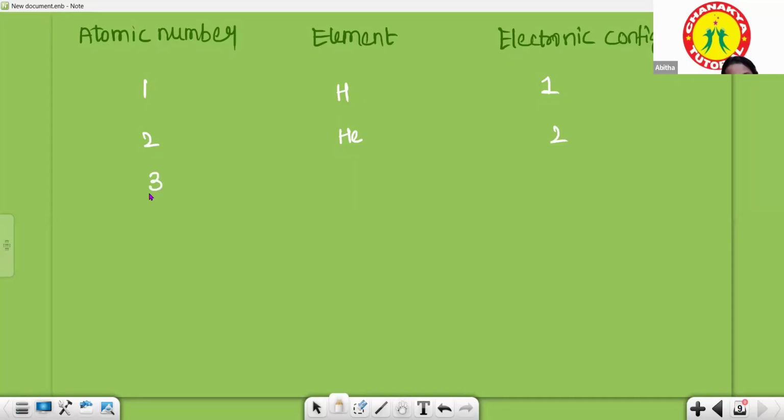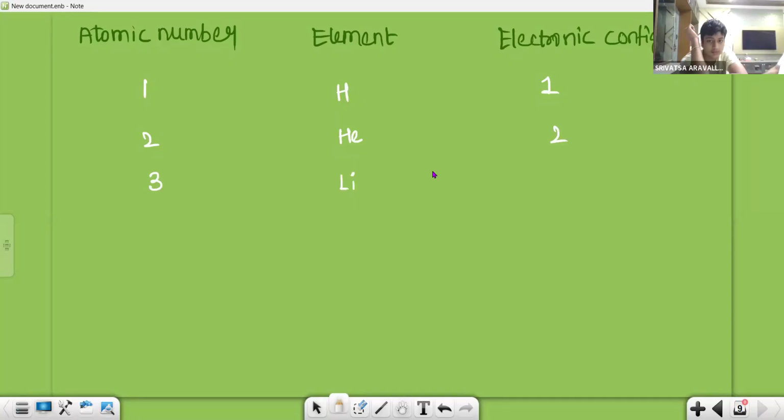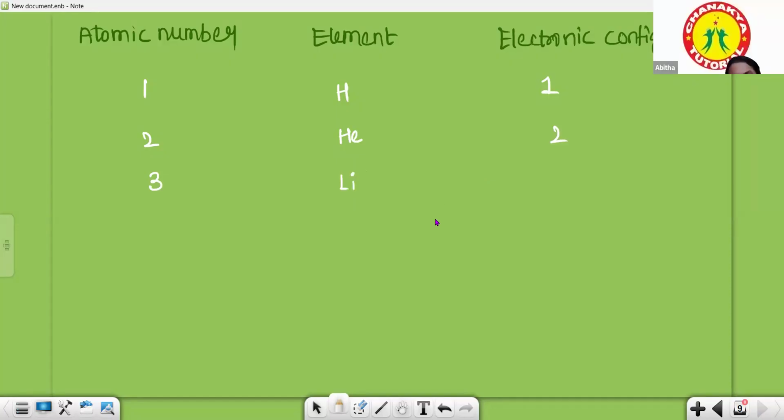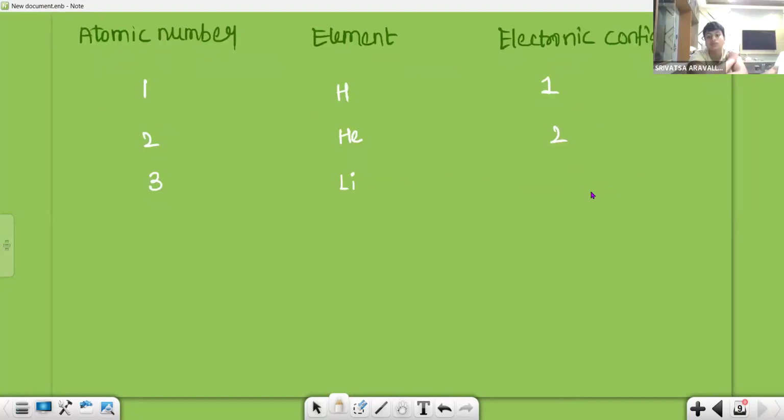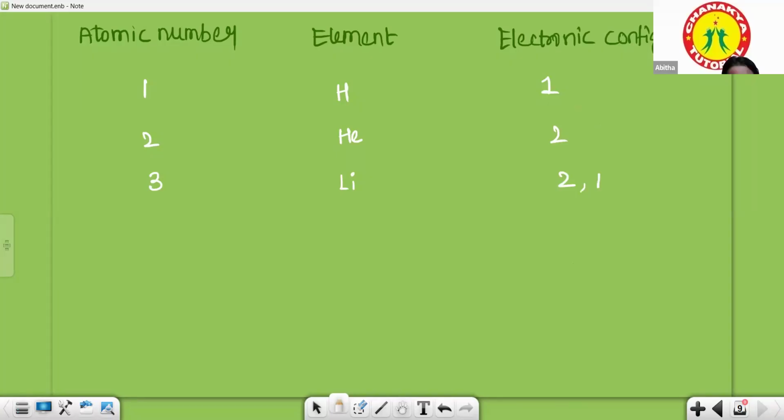If atomic number is 3, then the element is Li. How many electrons is Li having? Three electrons. But we are writing the electronic configuration here. Electronic configuration means the arrangement of electrons. So how do we have to arrange these 3 electrons? I told you in the first orbit you can accommodate only 2, not more than 2. So among 3, you can fill 2 in the first orbit, 1 in the second orbit.